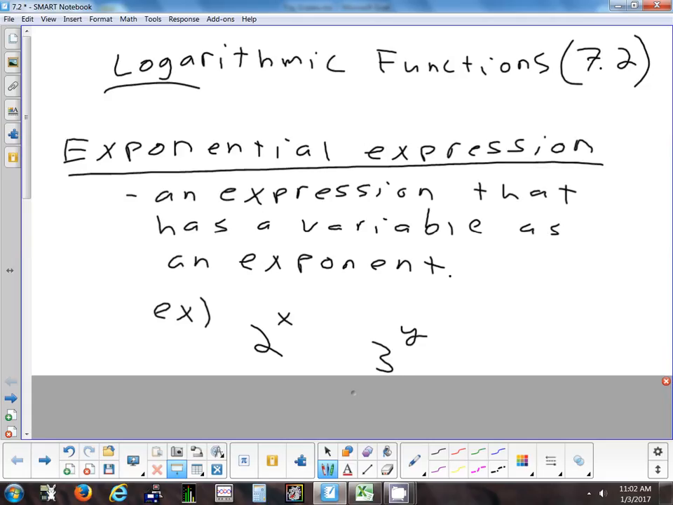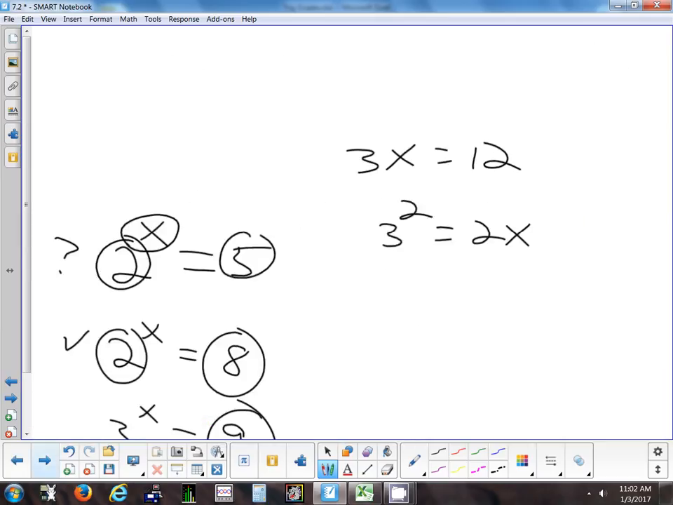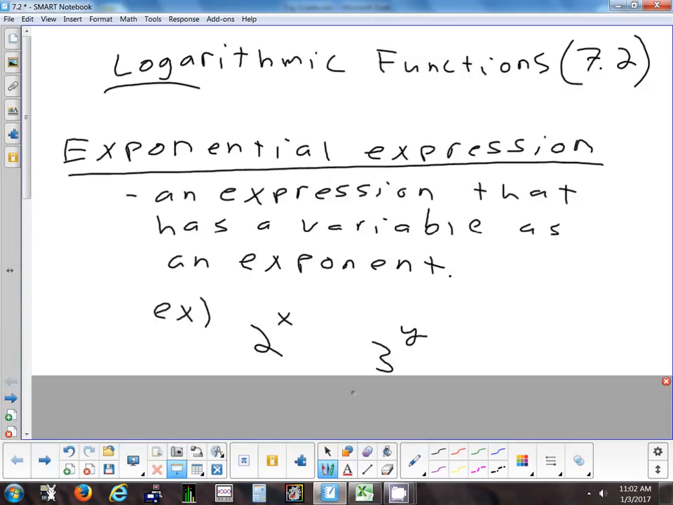So those kinds of problems that I just showed you, those were called exponential equations. What's even simpler than an equation is take out the other side and just write something that has a power that's a variable. That's called an exponential expression. So exponential expressions, basically any expression that has a variable as an exponent. And there's 2 examples.